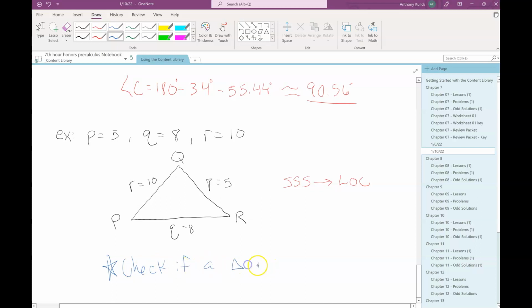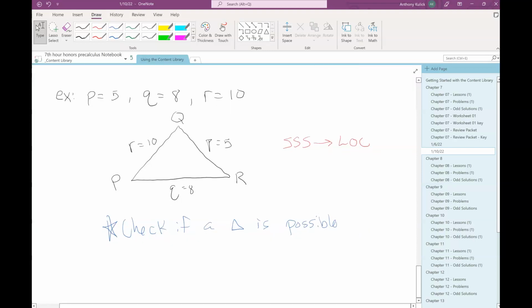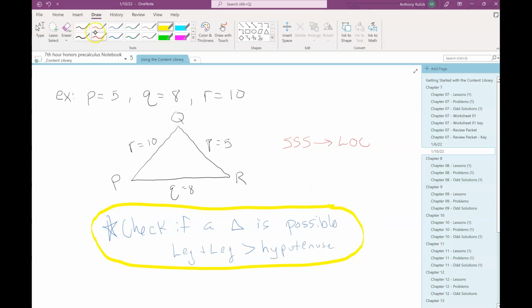Does anybody remember how we can check if 3 side lengths can make a triangle? This was from geometry. Well, it's that the sum of the 2 legs has to be greater than the hypotenuse. So in this case, let's say this first. Mr. Kulik, how do I tell what's the hypotenuse?